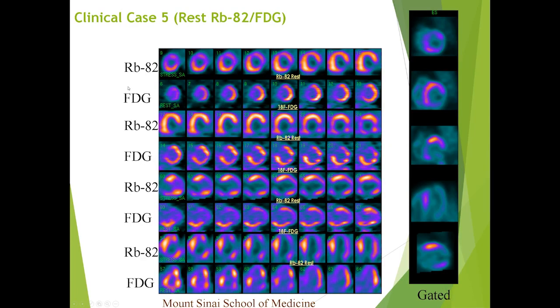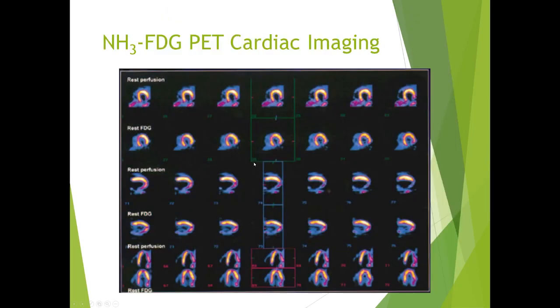Now comparing the rest rubidium with the FDG component of the same patient, we can see that those ischemic areas do demonstrate FDG uptake, and the most robust uptake is actually in the area of the infarcts, again suggesting that there is viability in the tissue there. This is another example of a rest perfusion study actually done with ammonia, with rest FDG. There's uptake in the other areas of perfused myocardium, but the area that is not perfused also does not demonstrate FDG activity, suggesting that this is an infarct.